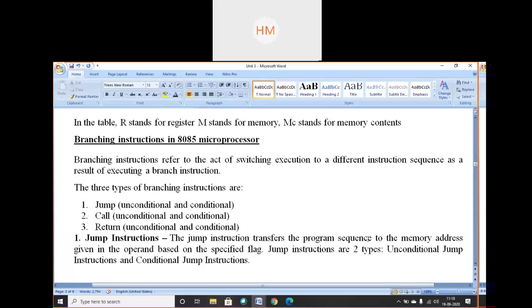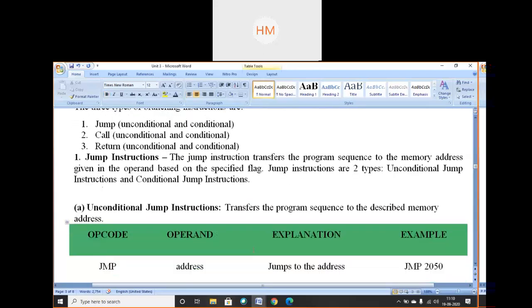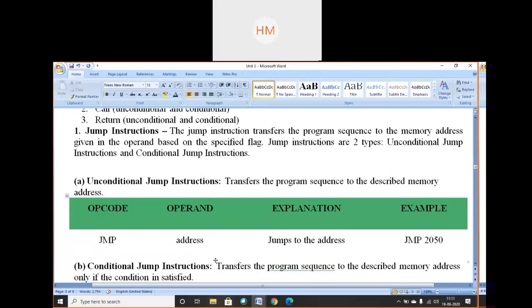The jump instruction transfers the program sequence to the memory address given in the operand based on the specified flag, if it is conditional. The unconditional jump instruction is a simple instruction where it won't check any condition. As soon as this instruction is read by the microprocessor, it will directly jump to the address mentioned in the operand. Clear?